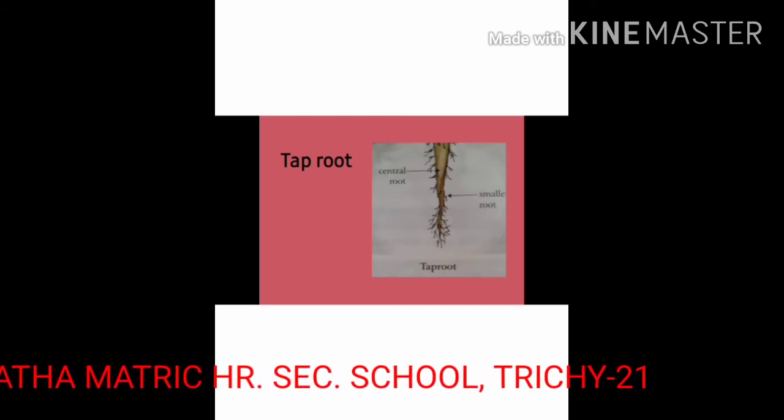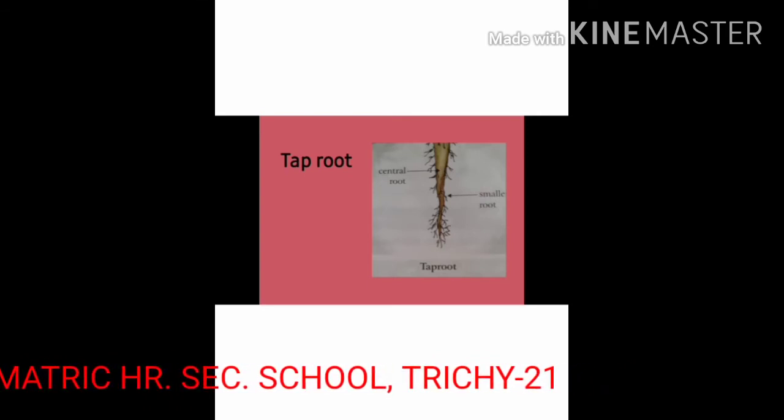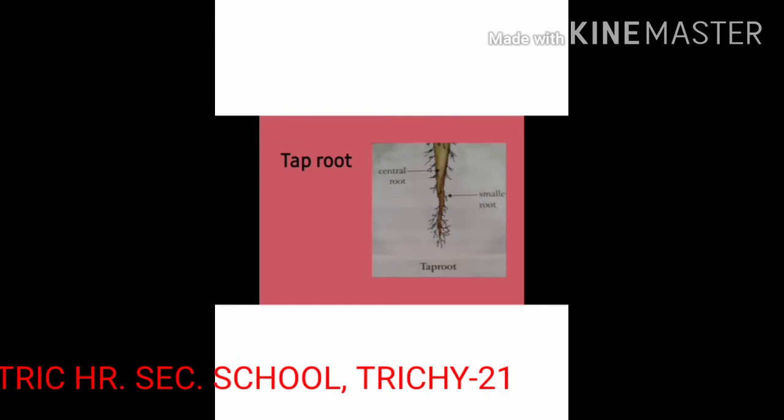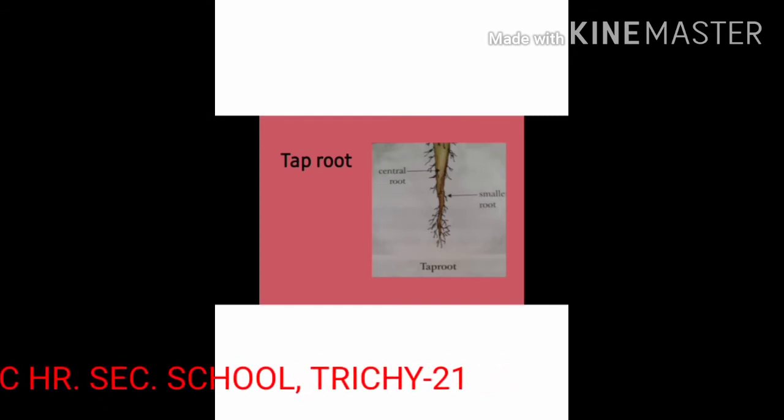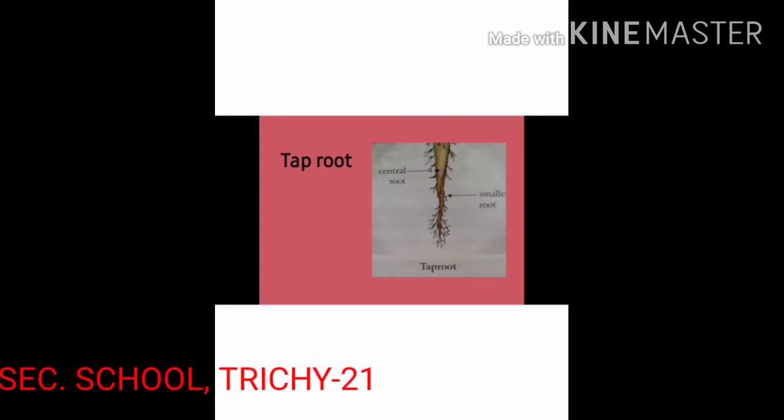In gymnosperms and dicotyledons, the radicle becomes a taproot. It grows downwards, and secondary roots grow laterally from it to form a taproot system. In some plants, such as carrot and turnips, the taproot also serves as food storage.